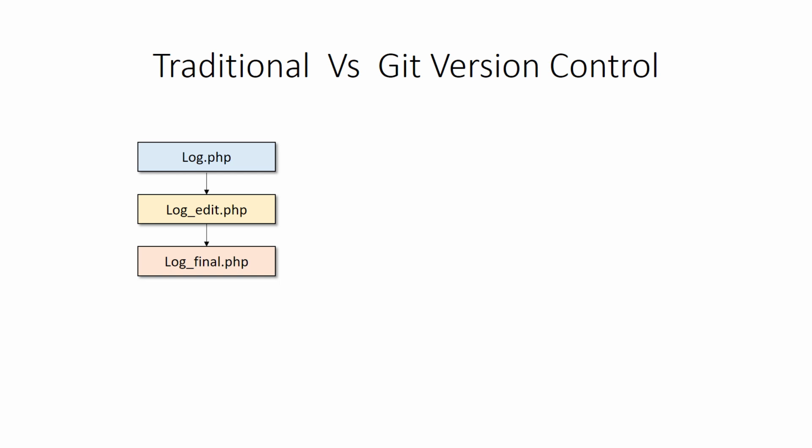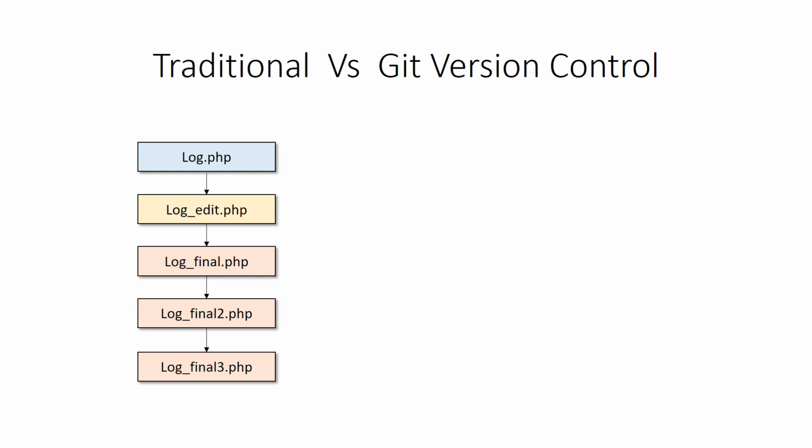log_final.php. Once it's deployed in production, there is a report that there is a bug in it. Now we have to bring it down, fix it, and redeploy it, right? So we create log_final2.php. After we redeploy it, there is another bug that we forgot to fix. Now we have to fix it, and it becomes log_final3.php. See, originally it was log.php, and because of these changes, now one file has become 5 files. It's very different with the Git version control.